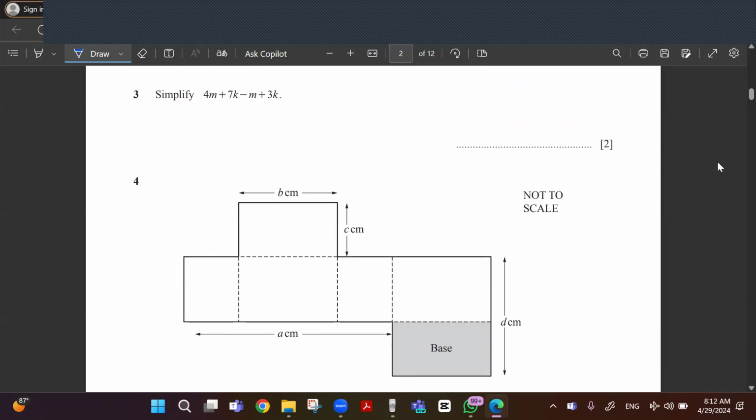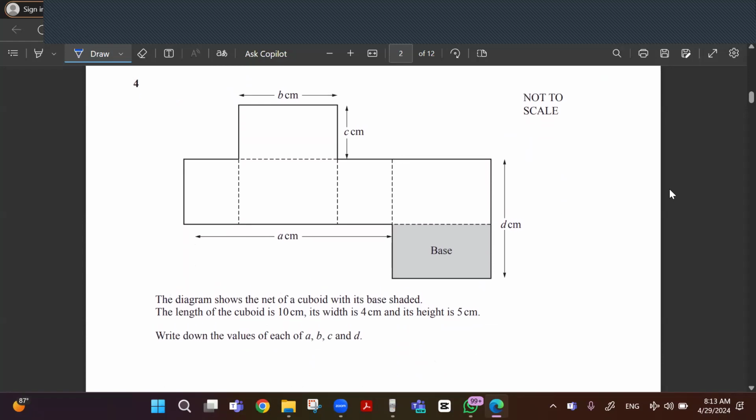Okay, then question number 3. Simplify 4m plus 7k minus m plus 3k. It's very easy. All I have to do is combine like terms. I have, for example, 4m minus m, so it will be 3m. Then 7k plus 3k will be 10k. So here, 3m plus 10k.